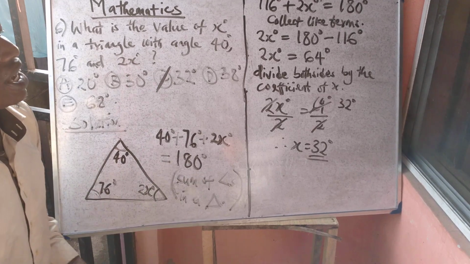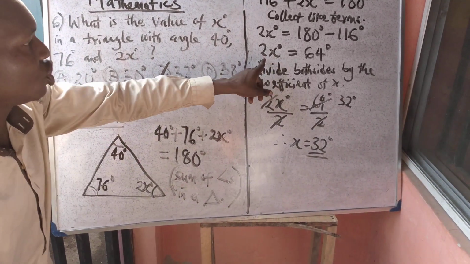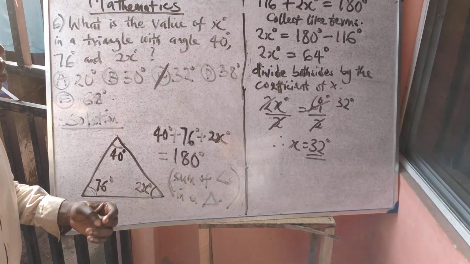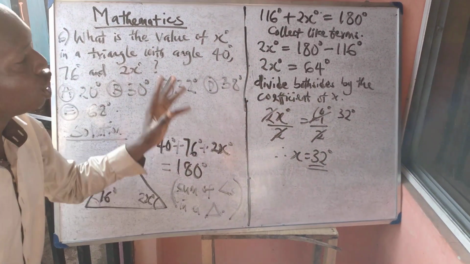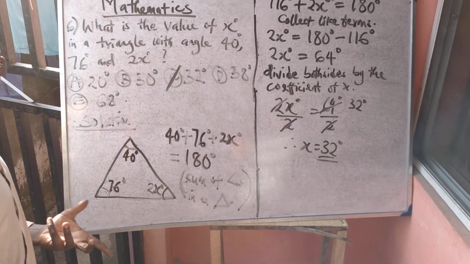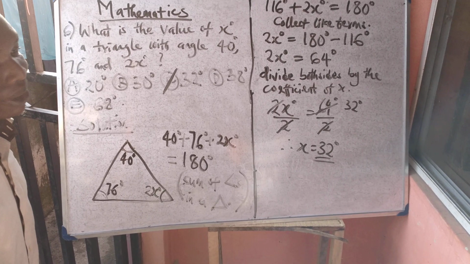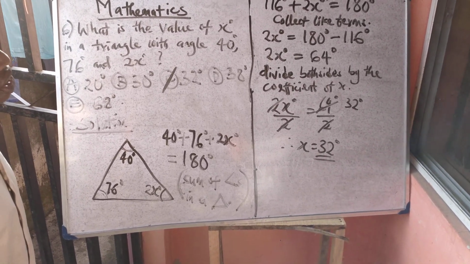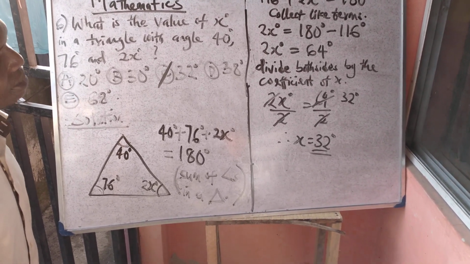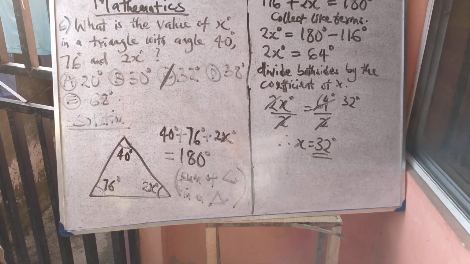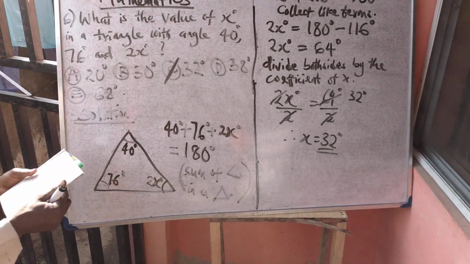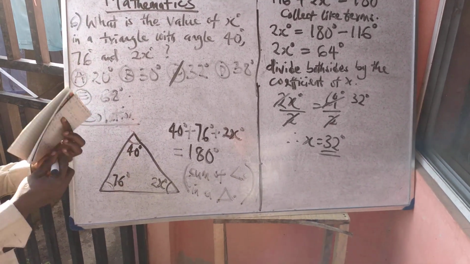Now dividing both sides by the coefficient of x. The coefficient of x is 2. x is the unknown in that algebra. So that will be 2x divided by 2 equals 64 divided by 2. 2 cancels 2, and 2 going into 64 is 32. That means x is equal to 32 degrees. Okay, we look at the next question.